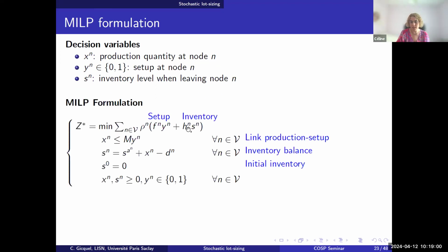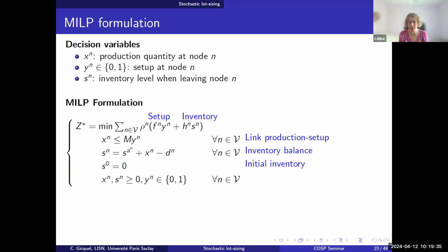This gives us the following MILP formulation, where we seek to minimize, so it really looks the same as the deterministic one, in fact, but we now seek to minimize expected setup and inventory holding cost of the whole scenario tree. We have the same set of constraints to link production and setup and the same inventory balance equations, but now the entering stock is the one leaving the ancestor node in the tree and not the one leaving period t minus 1.